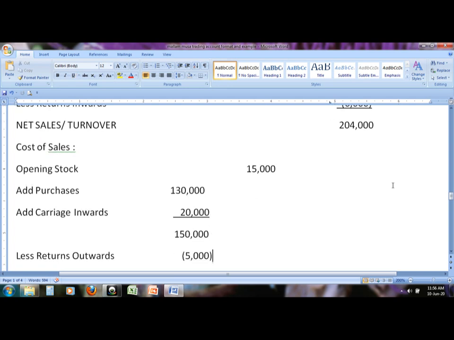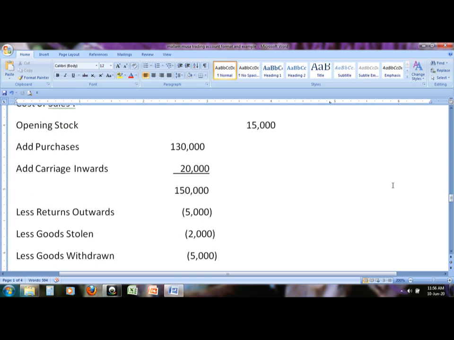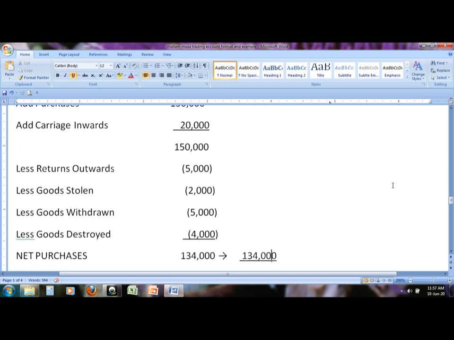Less return outward of 5,000. Yes, less goods returned. Less goods stolen of 2,000. Yes, less goods withdrawn of 5,000. Right, less goods destroyed of 4,000. By adding goods stolen, goods withdrawn, goods destroyed, and return outward together, everything is 16,000 naira. We now take away 16,000 naira from 150,000 naira. So the leftover amount is 134,000 naira.